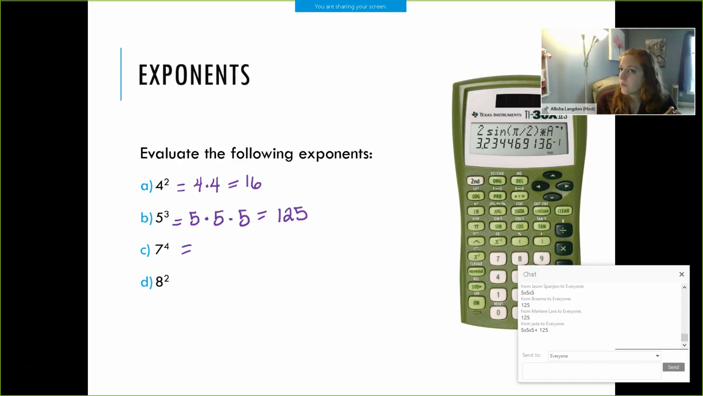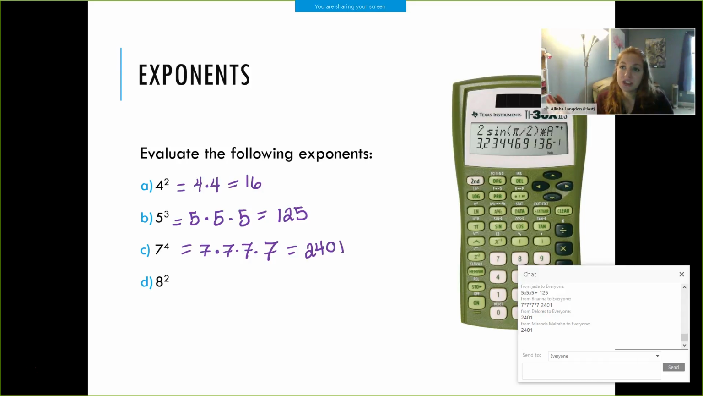How about 7 to the 4th power? Anybody want to try that one? 7 to the 4th. Dolores, Miranda, yep, you guys are correct. Oh, Brianna, you are as well, and I love that you wrote it out for me. 7 is the base. Your exponent is 4. So you're taking 7 and multiplying by itself 4 times, which, don't worry, I'm not expecting you to do this in your head, is going to be 2,401.